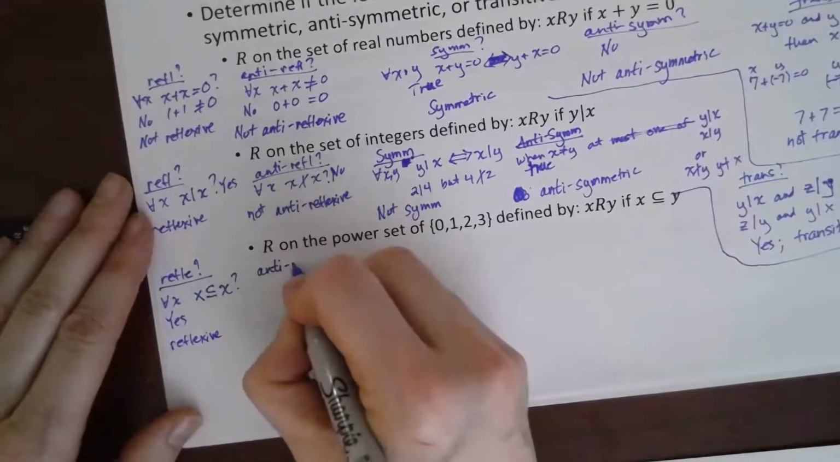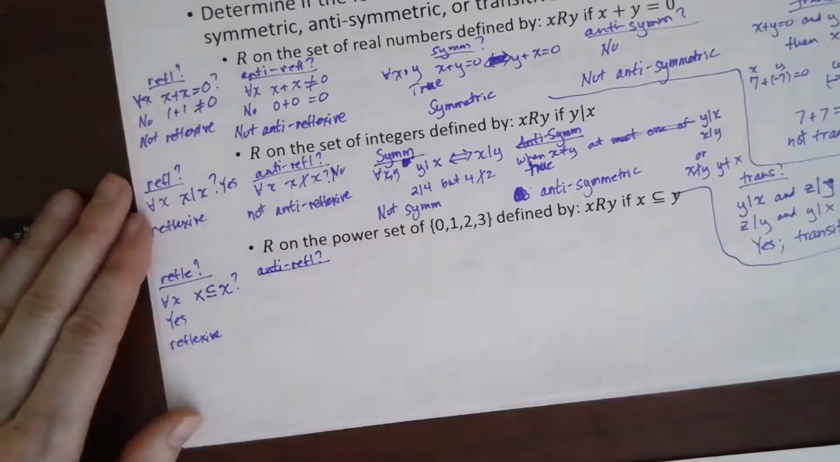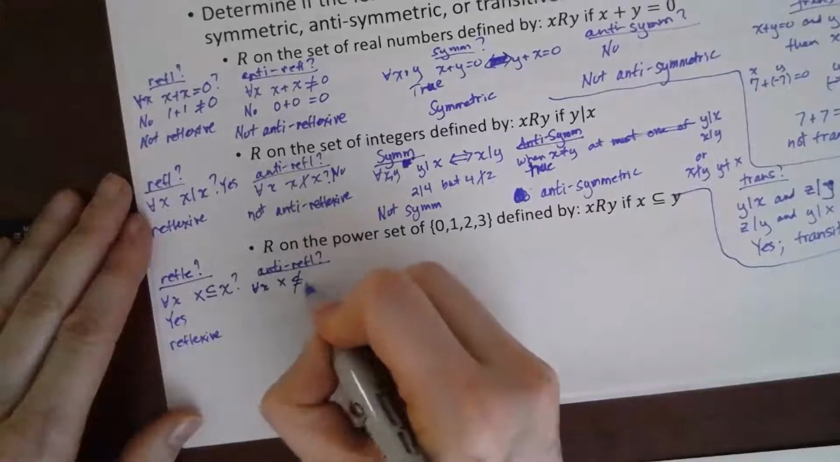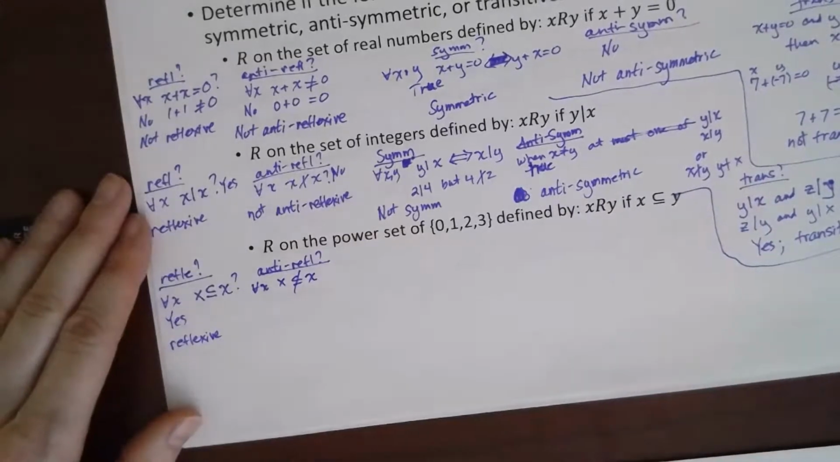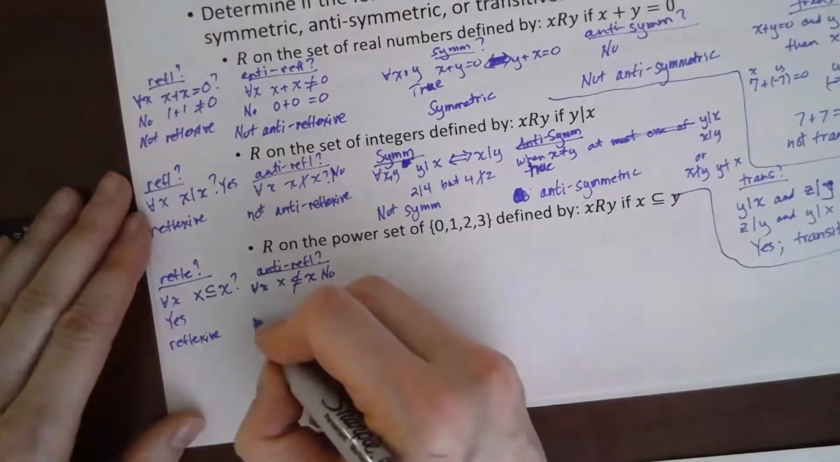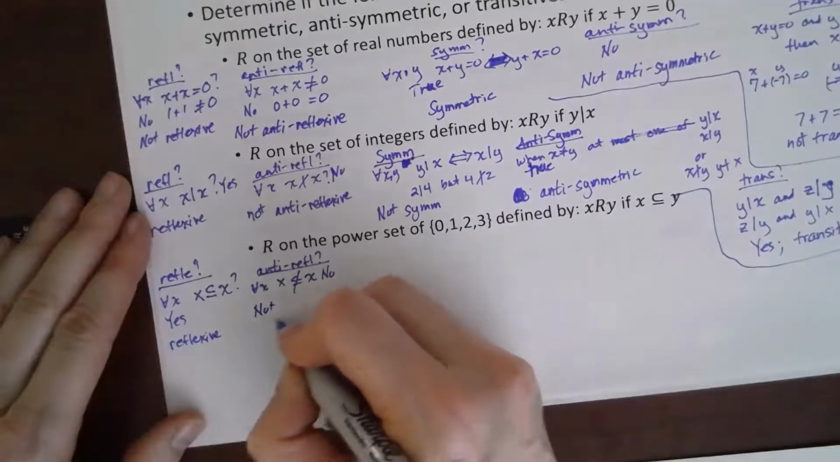And then is it anti-reflexive? So would it be true that for every X, X is not a subset of itself? No. That's never true, so this one is not anti-reflexive.